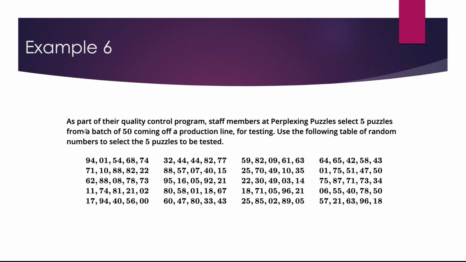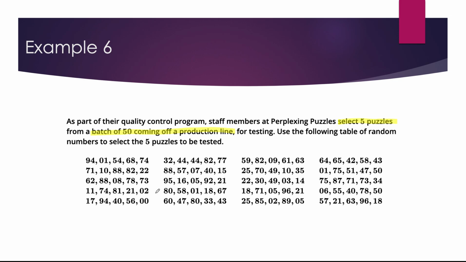So let's look at this example. As part of the quality control program, staff members at Perplex Puzzles select 5 puzzles. So I'm only going to select 5 puzzles. Let me just highlight that because that's important. So it's going to select 5 puzzles from a batch of 50 coming out of the production line. So actually, the targeted population is 50. Use the following table of random numbers to select the 5 puzzles to be tested.